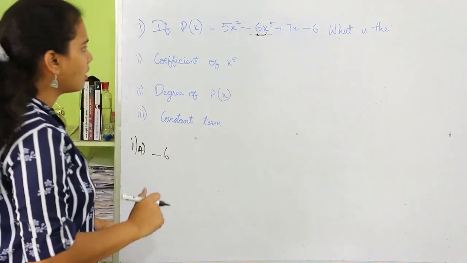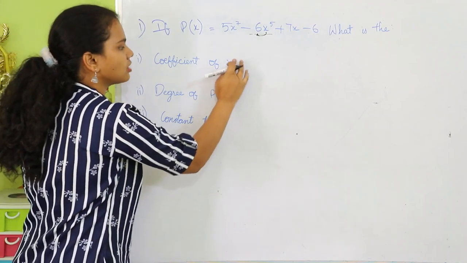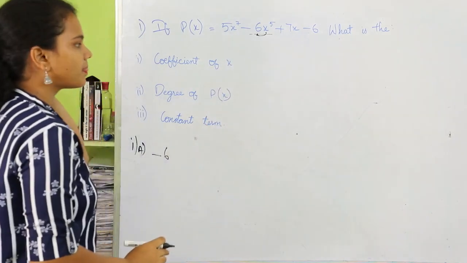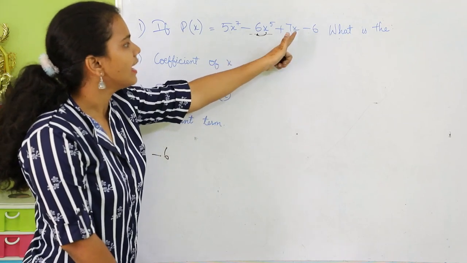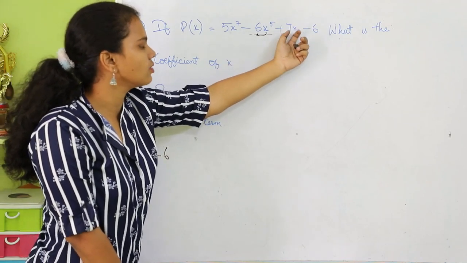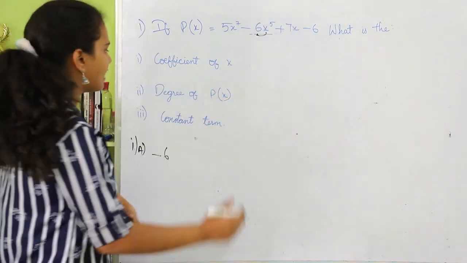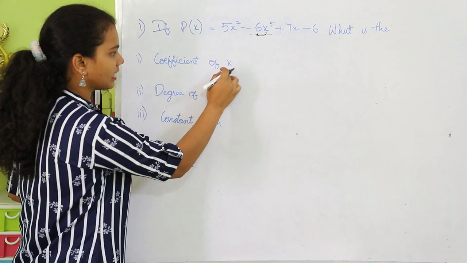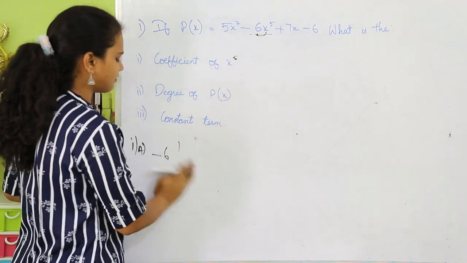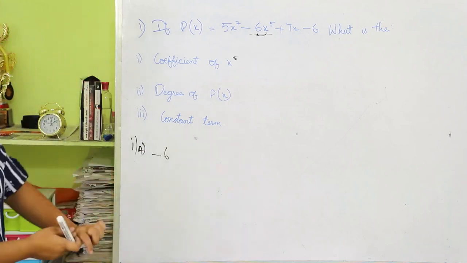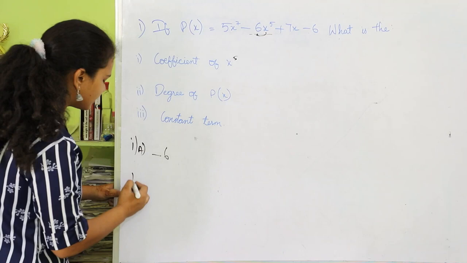Clear? Let's look at the other one, the coefficient of x. If he asks what is the coefficient of x, then what do you do? You would say x. Here you have x, and x is a variable, so the number which is bonded to this variable is 7. So the answer would be 7 if the question is this. But the question is what is the coefficient of x power 5? Then the x power 5 coefficient would be minus 6. Clear? Hope you understood. Now let's go for the second one.